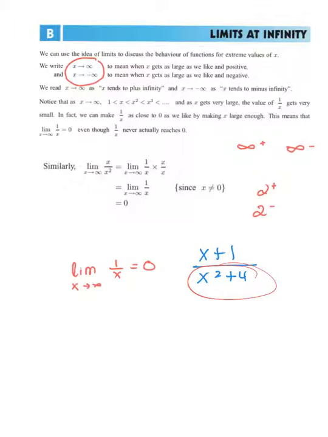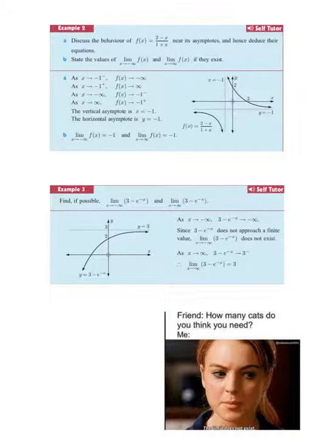Do we have any questions about this? And they say that here, as x gets very large, the value of 1 over x gets very small. Questions? Okay, so you're sort of getting the hang of it, I hope. All right. Here we are.